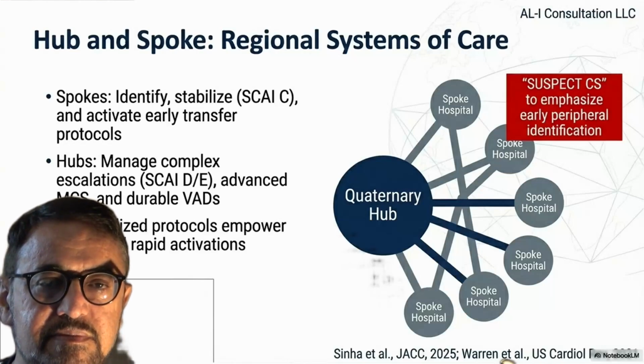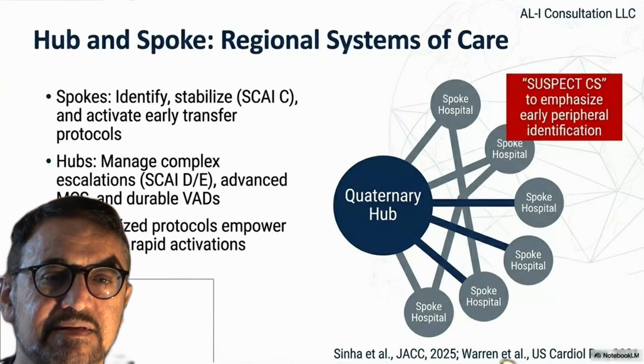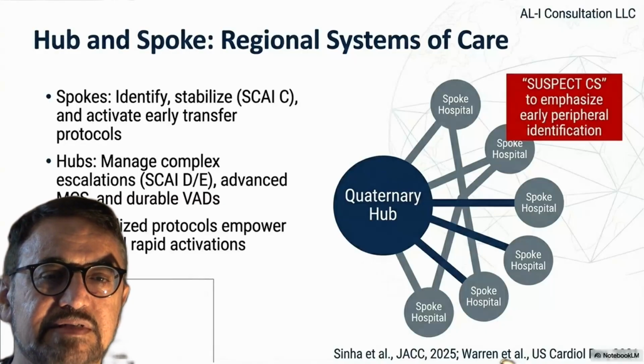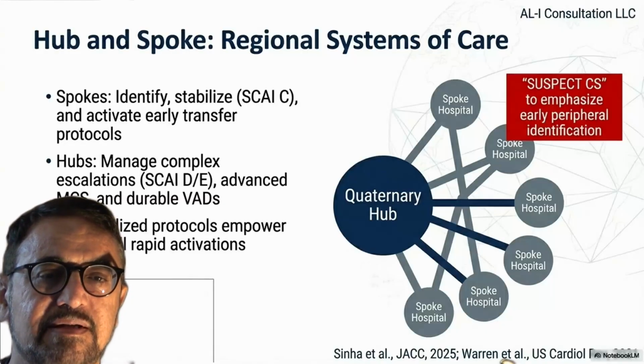The key system lesson is early recognition. If peripheral hospitals wait until a patient is already in extremis, transfer becomes much harder and outcomes worsen. A standardized approach, including common language, transfer protocols, and rapid one-call activation, helps patients reach the right level of care while the physiology is still recoverable.